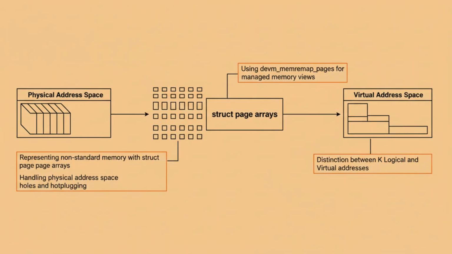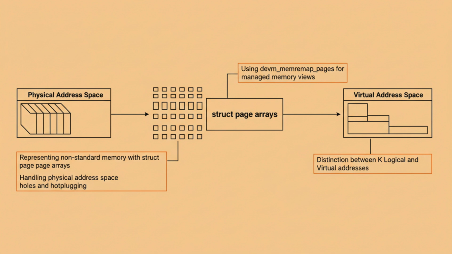Once we have our mapping, we must integrate it with the Linux kernel's memory management. This involves distinguishing between kernel logical addresses and kernel virtual addresses. For specialized memory, we frequently work with struct page arrays to represent the underlying physical memory, even if it is not part of the standard system pool. This is where we utilize the devm_memremap_pages interface to provide a managed view of the memory. This allows other kernel subsystems to interact with our memory using standard primitives.